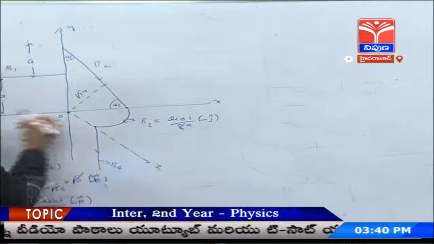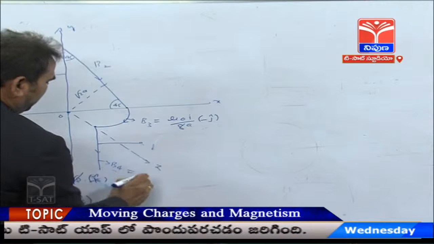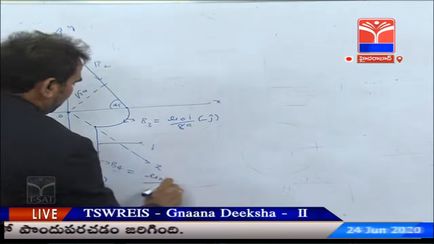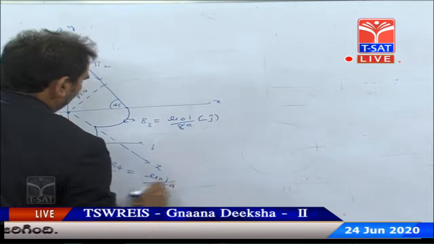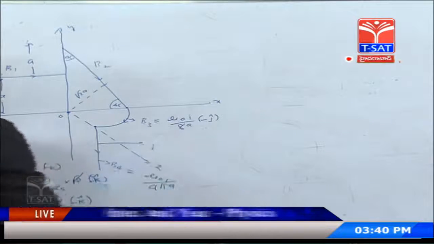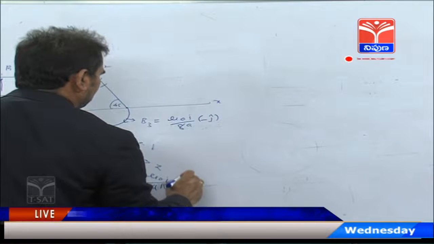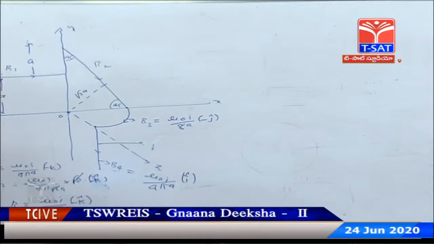Next, due to this conductor the magnetic field induction is B4, that is B4 is equal to mu naught I upon 4 pi A, which is between the x and z axis. The direction of the magnetic field is nothing but the positive x axis direction, that is equal to vector i.